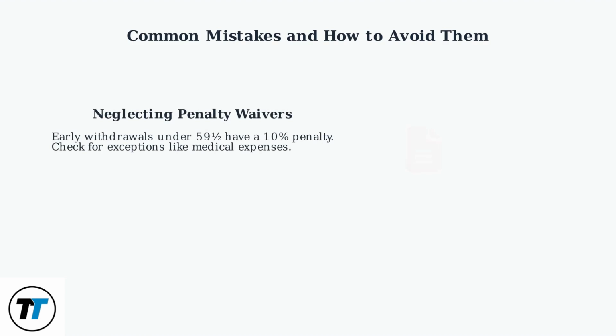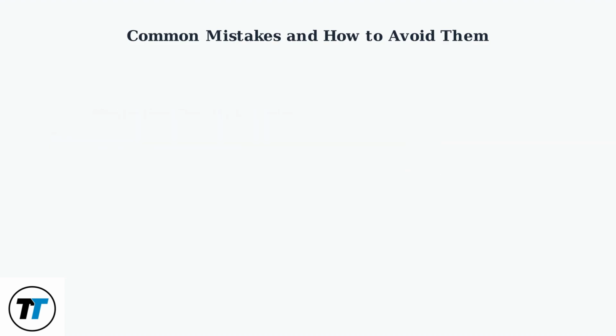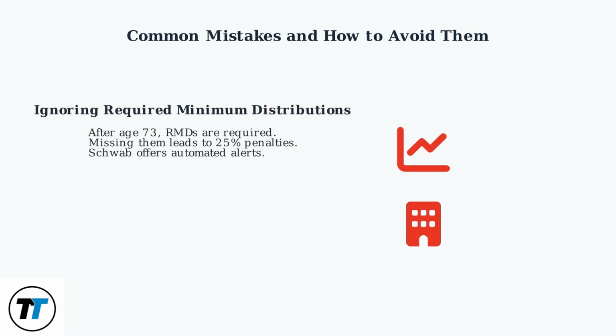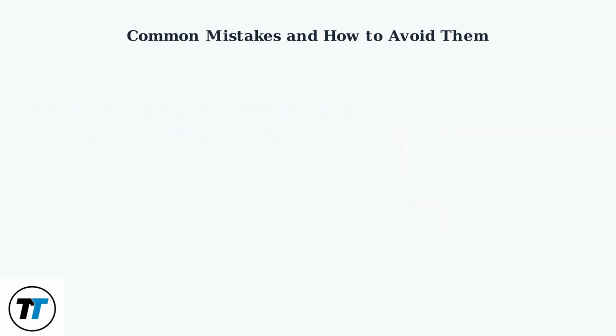Another mistake is neglecting to explore penalty waivers for early withdrawals. If you're under 59.5, a 10% penalty typically applies, but exceptions exist for qualified expenses like medical costs or first-time home purchases. Review waiver options before withdrawing. Ignoring required minimum distributions after age 73 can result in hefty penalties, up to 25% of the missed amount. Schwab now provides automated alerts to help you stay on track and avoid these errors.